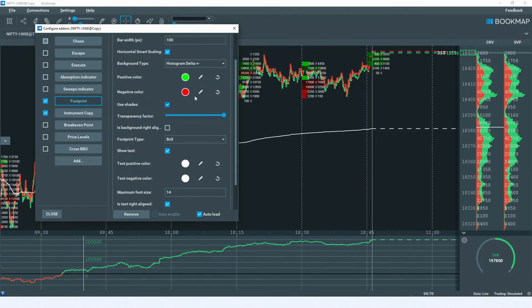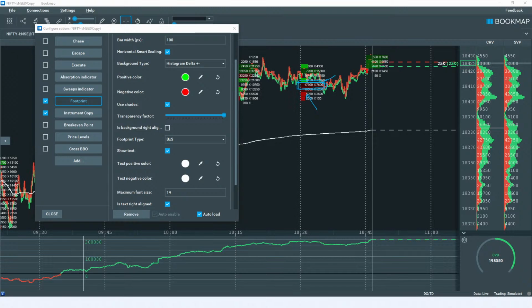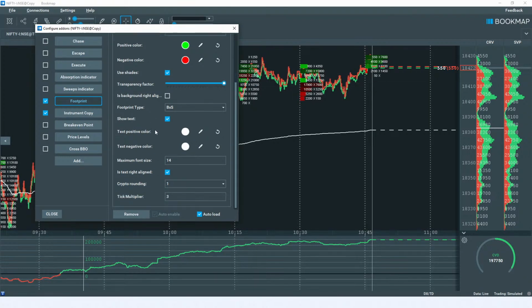And shades will help us to identify the intensity of the orders, right? For example, in this case, you can see the dark red, whereas this particular one is a light red. So that shows that at this particular price level, the maximum number of sell orders have taken place. So that's the use case of shades. And the transparency factor, you can change this according to your needs. It's nothing but the visual appearance.